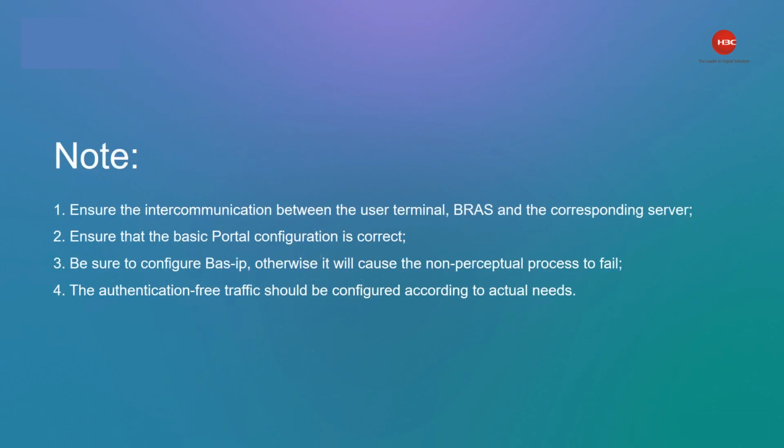Now, let's review some important parts of the portal configuration. First, we must first ensure the routing and the intercommunication between the user terminals, access devices, and the corresponding server. Otherwise, the steps of pushing the authentication page will go wrong. Second, ensure that the basic portal configuration is correct. The portal configuration such as web server and IP addresses. Third, the source IP must be configured and consistent with the server side. Otherwise, the authentication process will fail.